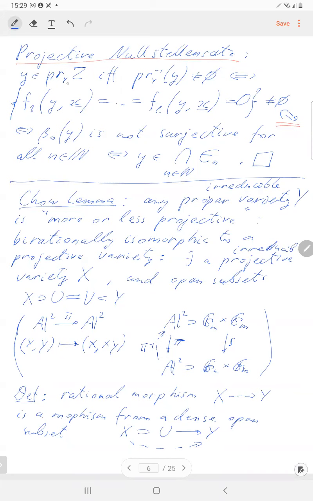Okay, so what I say is that any proper variety is birationally isomorphic to a projective variety, but even better than this. I mean, there is an actual morphism. So we started from Y, and then we had this X, but it extends to an actual morphism from X to Y. So even better.